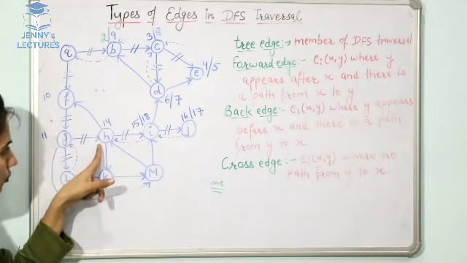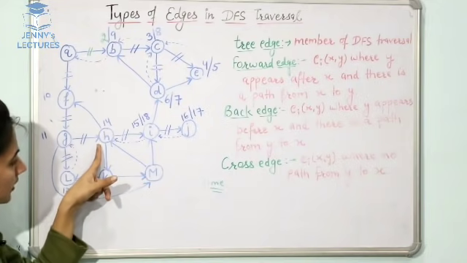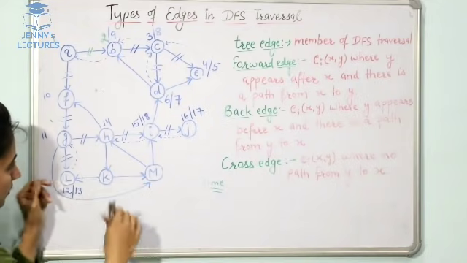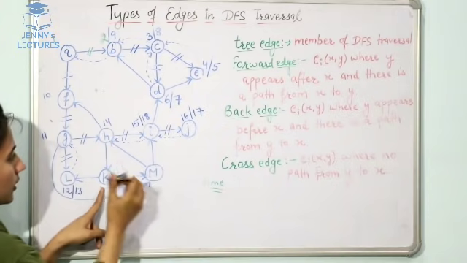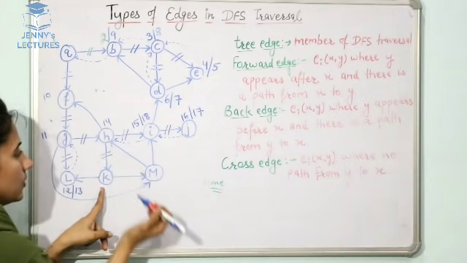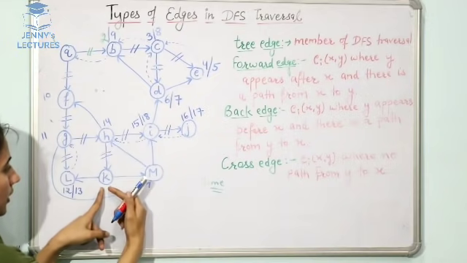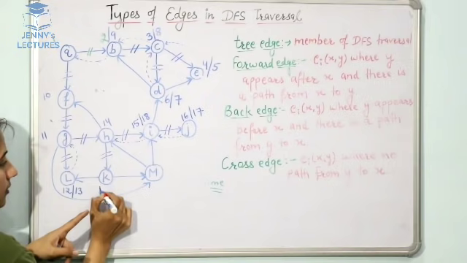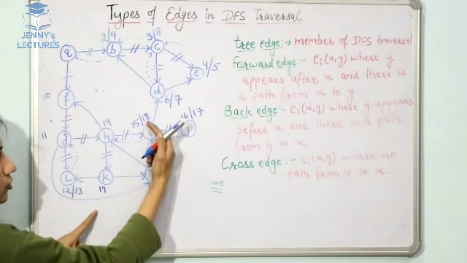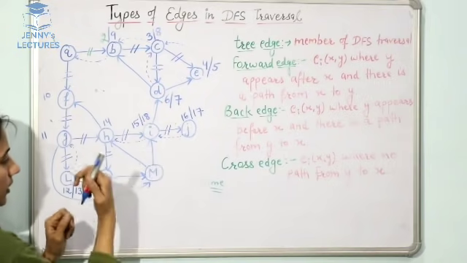From H, can you go anywhere else? Is there any node still remaining? Yes, we can traverse this node. We can go to K. We will mark this edge and we will go to K now. What is the starting time of K? That would be 19, because time has reached 18. Now that would be 19.